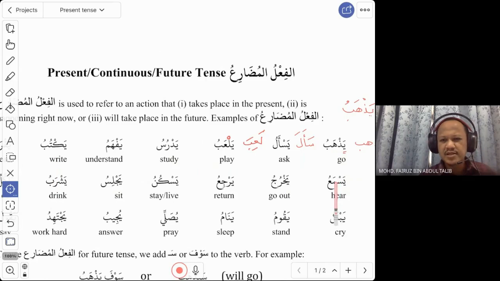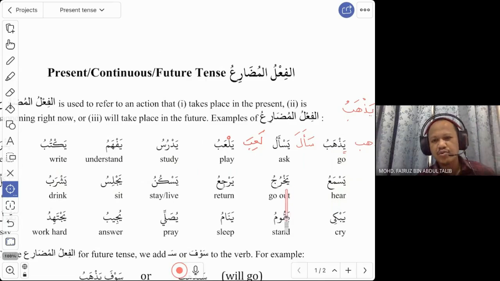Yasma'u. So the fi'il madi is sami'a. Yasma'u, hear or hearing. Kharaja, yakhruju. Yakhruju, going out or go out. Yarji'u, return or go back. So the fi'il madi is raja'a.